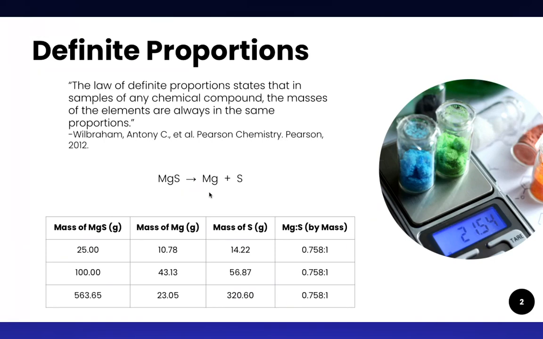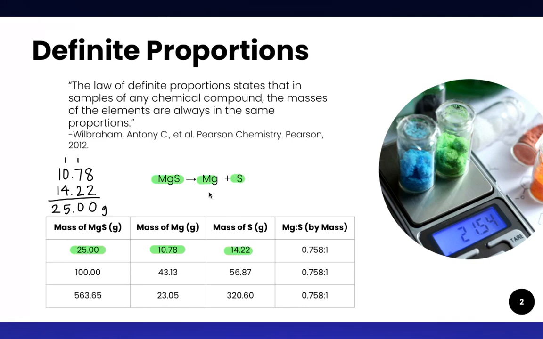In this reaction, we have magnesium sulfide, which separates into magnesium and sulfur. This reaction happens 3 different times. In the first one, you start with 25 grams of magnesium sulfide, and you yield 10.78 grams of magnesium and 14.22 grams of sulfur. So let's just double check that we didn't lose anything. It's 25.00 grams. So yes, they do add up.